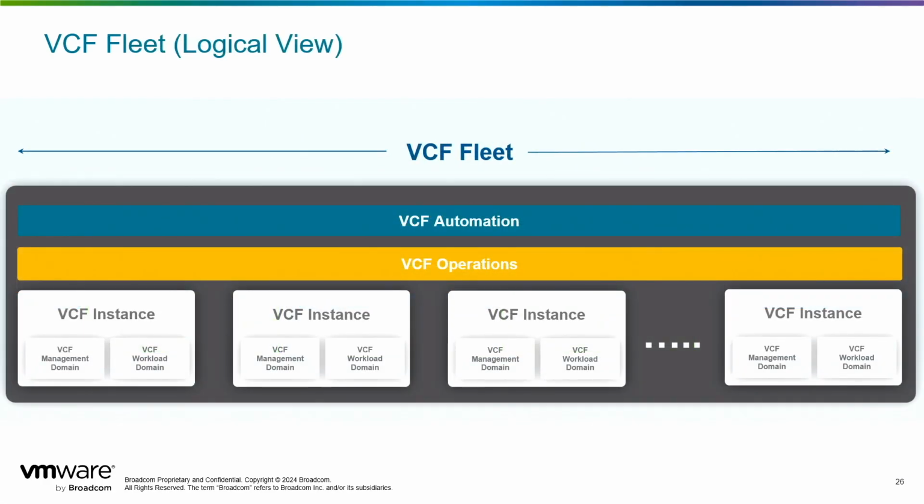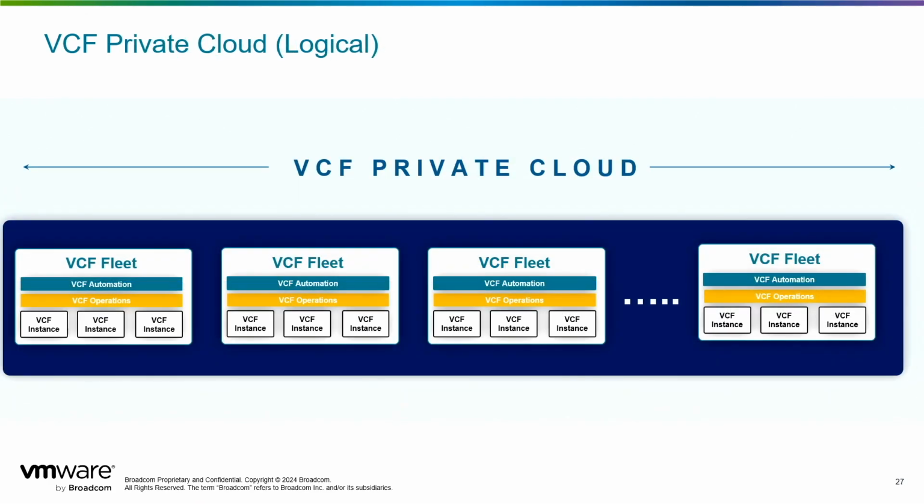And then here's another view, again logically, as a recap, right? We have a single automation and operations platform. So this is a one-to-one mapping. And a fleet is then comprised of one or more VCF instances. And a VCF instance is comprised of a VCF management domain, and it may or may not have workload domains. And again, similarly with a VCF private cloud, I can have multiple fleets.